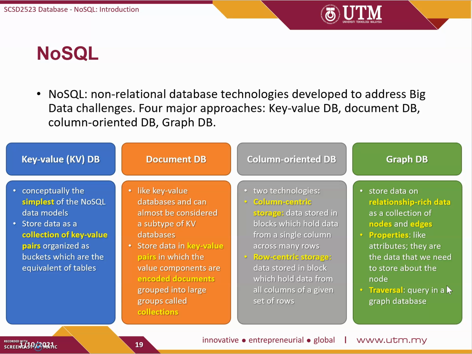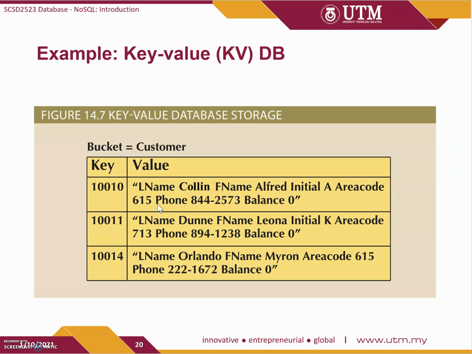So the graph database is focusing more on the relationship of data, in terms of a collection of nodes and edges. The attributes are called properties in the graph database, and these are what we store in the nodes. And the traversal is actually the query. We also call it a query, but in the graph database we call it the traversal. Here is the example of how it is written in your database.